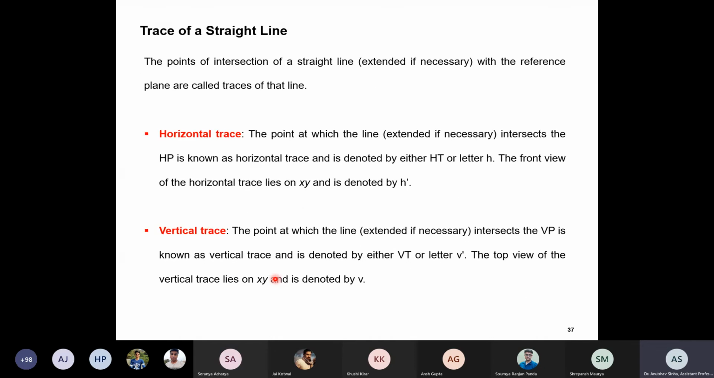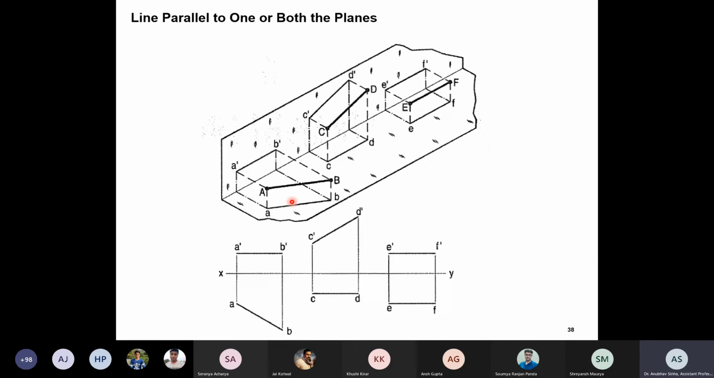Another thing is that we need to calculate the horizontal trace and vertical trace. Basically, if the line is inclined, or even if it is parallel, it will have some trace. How much is, let us say, the horizontal component or vertical component of that line? This will be clear once we go to examples. So let us begin with the examples.